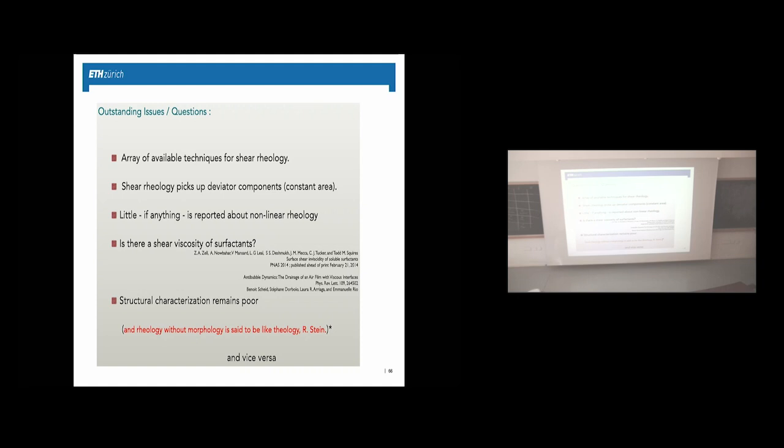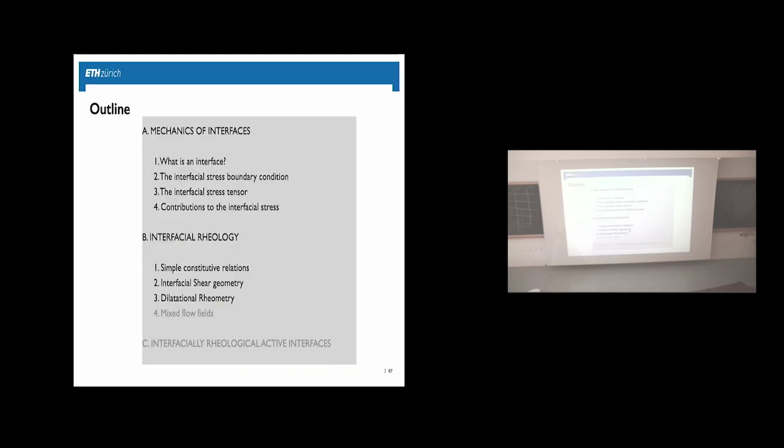is said to be like theology, and vice versa. There's the opposite as well. But having good methods to look at microstructures is difficult. We have Brewster angle microscopy, classical microscopies, grazing incidence, neutron reflectivity, but again, there is little done in combination with mechanical deformations. Good. So shear, we can do very well, but it's not that relevant.